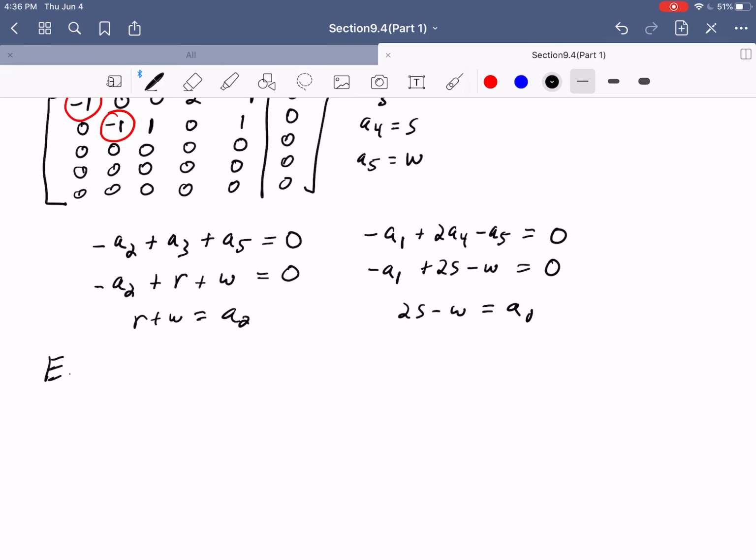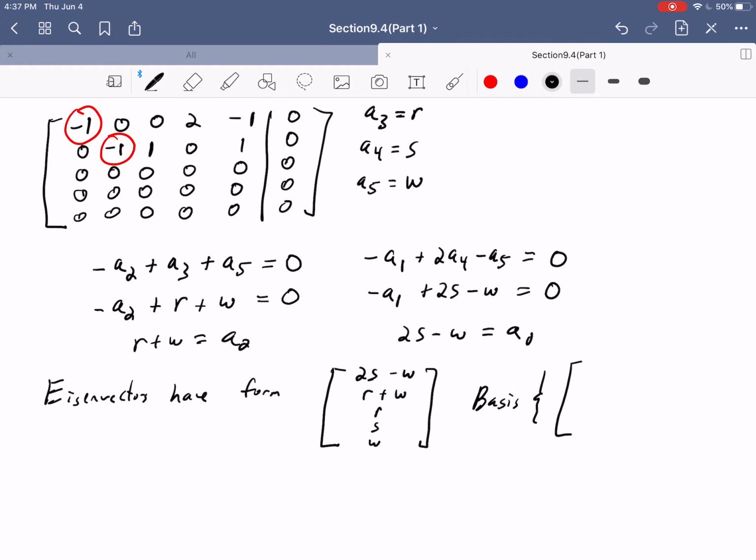So that tells us that the eigenvectors have form 2S minus W, R plus W, and then R, S, W. So a basis here is going to have 3 elements. Let R be 1 first. So 0, 1, 1, 0, 0. Then we can let S be 1. So 2, 0, 0, 1, 0. And then we can let W be 1. And looks like we get minus 1, 1, 0, 0, 1.